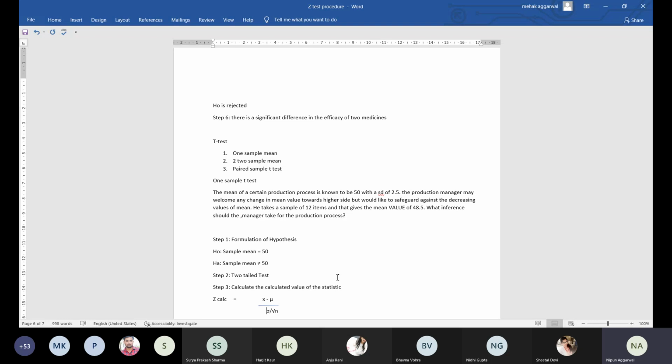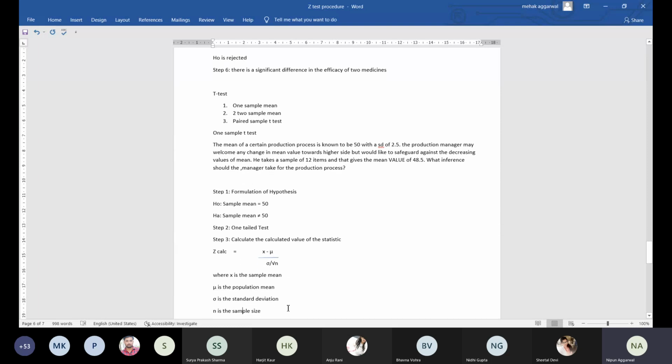Like the example I took after teaching: I am bothered about an increase in efficiency. I am not considering that after my teaching your IQ level came out lower than before. Fine. The same case is here: the production manager has more concern to safeguard against a decrease in the mean values. So that's why it is only a one-tailed test. It is not a two-tailed test.